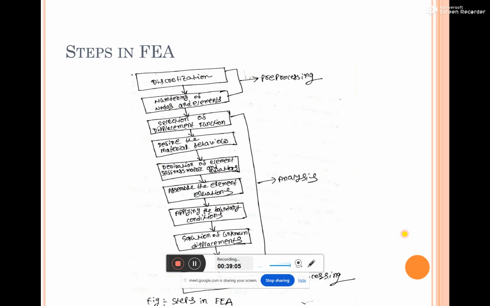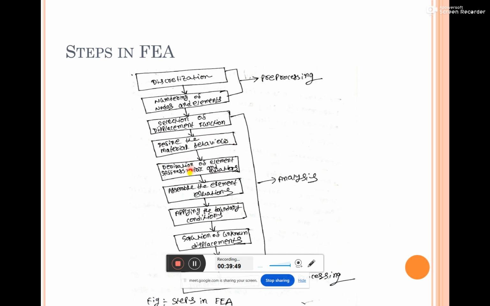First we have to divide into elements, and after that we have to number the nodes and elements. After that you select the displacement function, whether it is quadratic or what type of function it is. After that you have to select the material depending upon your requirements. For example, if it is a mild steel material, you have to specify the Young's modulus and the Poisson's ratio related to that material. Like this you can specify different things.